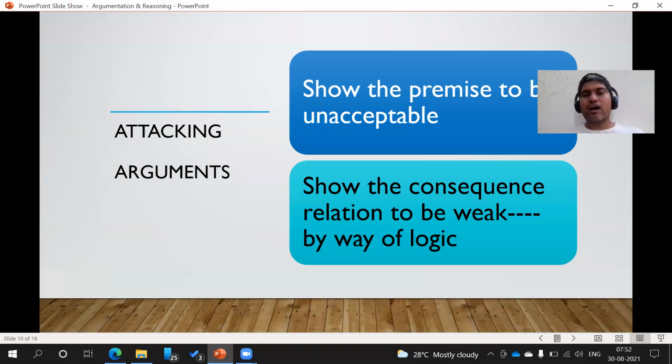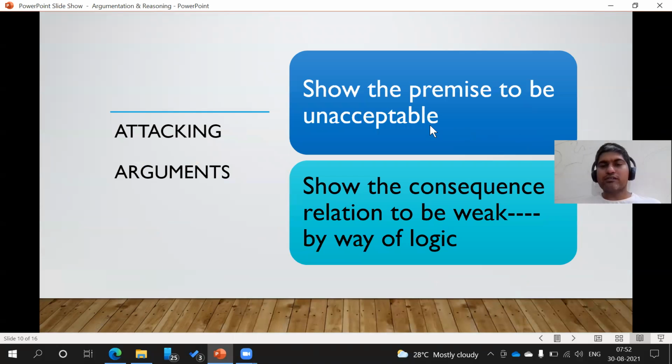Now, how do you attack arguments? You can attack arguments by either showing that the premise on which it is based is unacceptable, or you can show the consequence relation to be weak by way of logic. Through logic, you can say that the claim that you are making is actually a weak claim or a false claim. Or you can say that the premise on which the argument is standing is itself unacceptable.